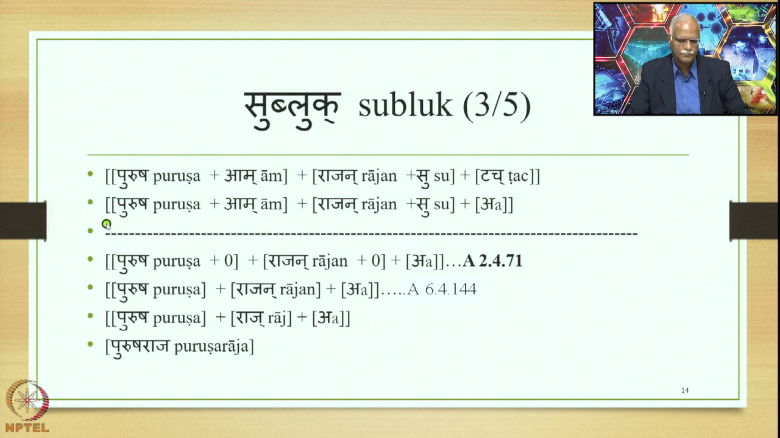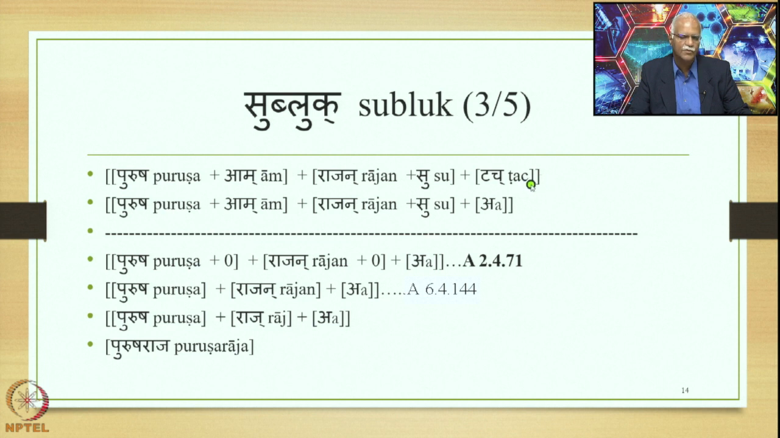So, in this stage, when we add Purusha plus Am plus Rajan plus Su plus touch, these two external square brackets indicate that this is what is a compound. So, this is a samasa. The process of compounding has begun because this is the Alaukika Vigraha. And so, this one unit is called samasa. And because it is called samasa, it is also called Pratipadika immediately.